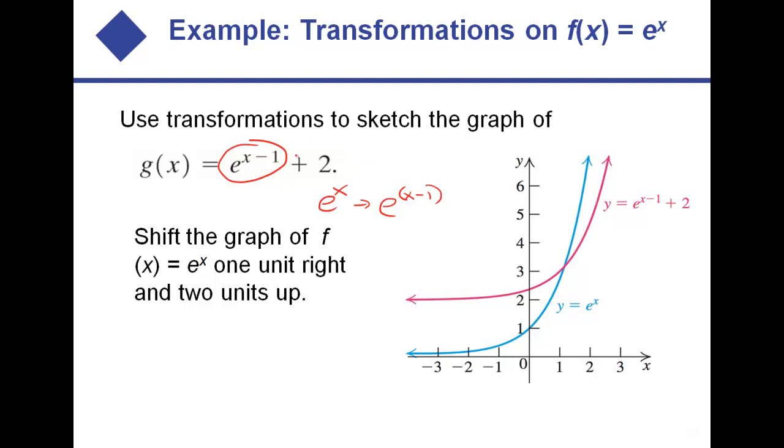And then what's the plus 2 going to do? Well, that's on the outside, right? That's out here outside of the x. It's not paired up with the x. So that's one of those things that happens on the outside. That's one of those vertical shifts, and that shifts it up by 2. Okay? So the one on the inside moves it to the right by 1 because it's a negative number, and the one on the outside moves it up by 2 because it's a positive number. Just like our other functions, the rules are still the same.